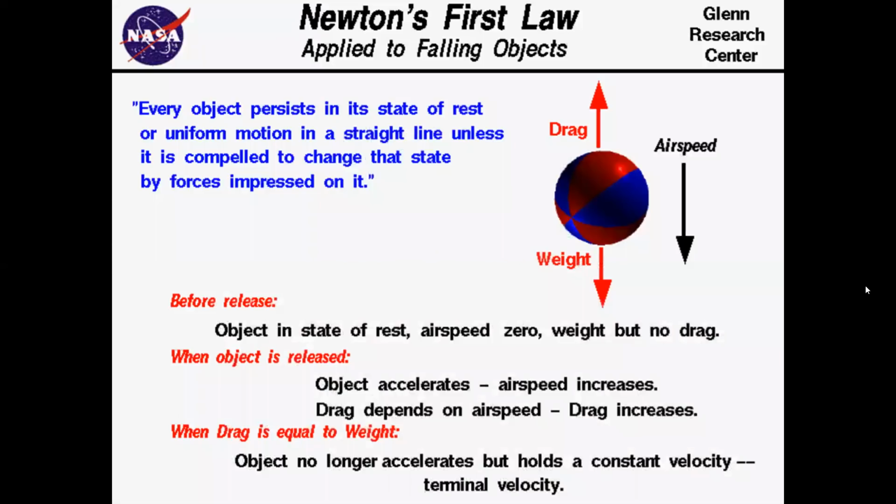Okay. Newton's first law applied to falling objects. Every object persists in its state of rest or uniform motion in a straight line unless it is compelled to change that state by forces impressed on it. Before release, the object is in a state of rest, airspeed 0, weight, but no drag. When the object is released, it accelerates, airspeed increases. Drag depends on airspeed, which then increases. When drag is equal to weight, the object no longer accelerates but holds at constant velocity, what we call terminal velocity. And that's how they measure all this.